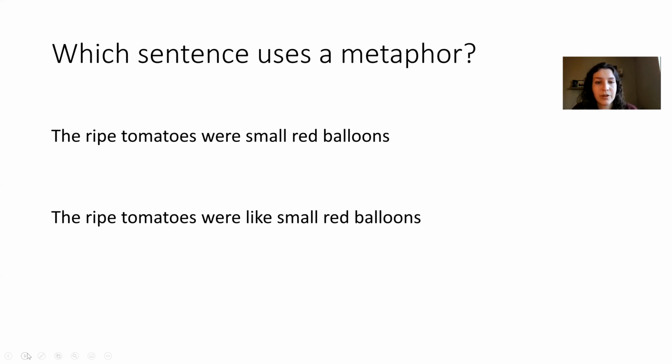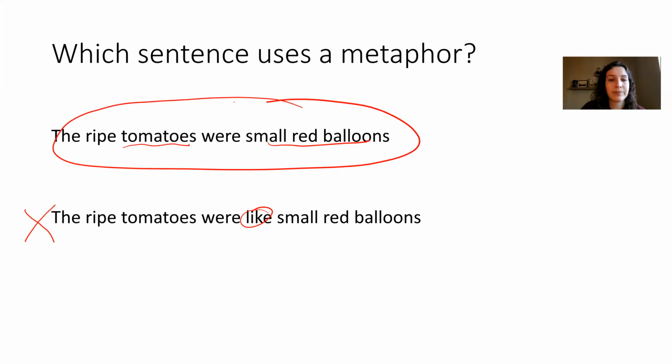All right, which sentence here uses a metaphor? The ripe tomatoes were small red balloons versus the ripe tomatoes were like small red balloons. We know that like is usually an indicator of a simile, so it can't be this one. So let's look at the first sentence. The ripe tomatoes were small red balloons. This is making the comparison that these tomatoes looked like small red balloons when in fact they probably were not actually small red balloons. So stating it as fact, even though it's not actually the reality of the situation, makes this our metaphor.